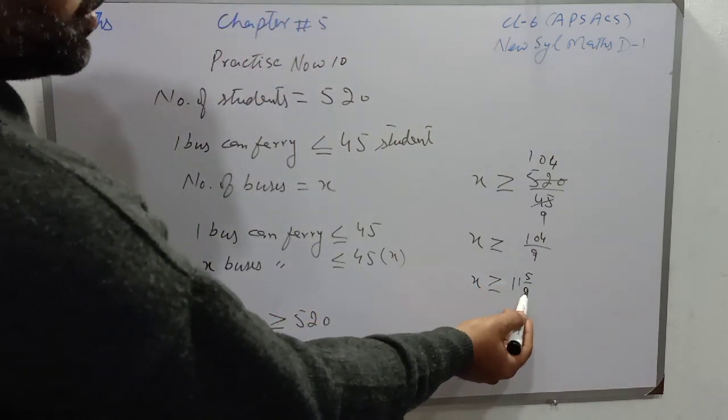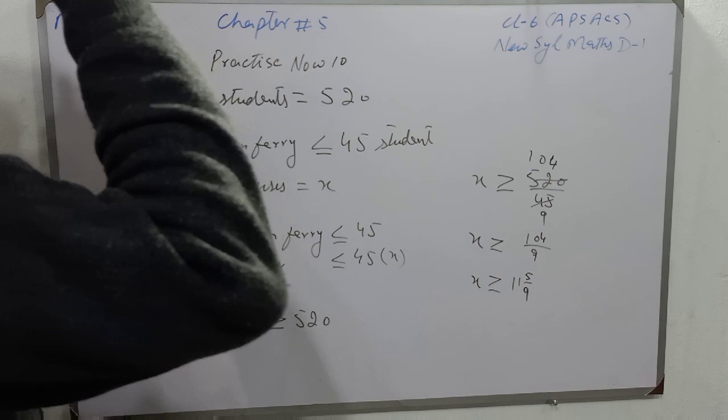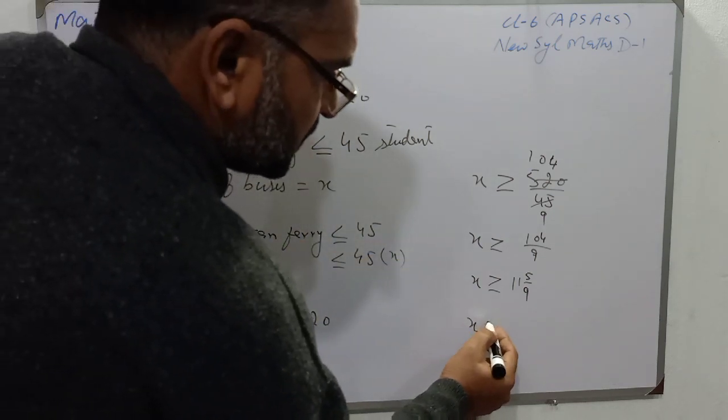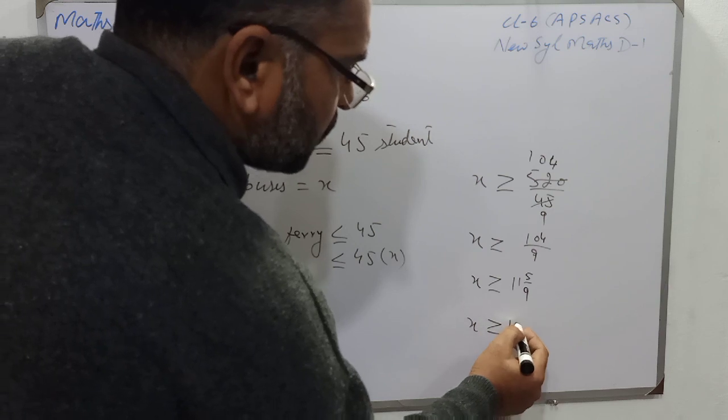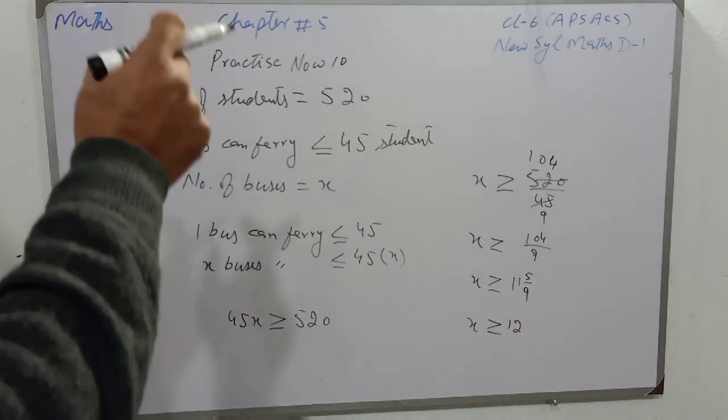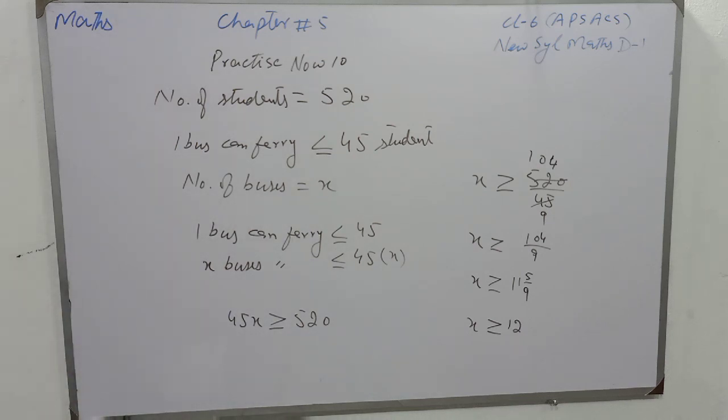Now students, we will round it off because we can't break the bus into fractions. So the minimum number of buses that are required is 12. If there are 12 buses, then we can ferry 520 students.